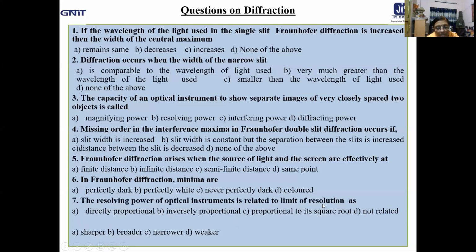What about the question? The resolving power of optical instruments is related to limit of resolution as. Is it directly proportional or inversely proportional, proportional to its square root, not related? Obviously, they are related and inversely proportional. Smaller the limit of resolution, higher is the resolving power. Next one, the options are sharper, broader, narrower, weaker.